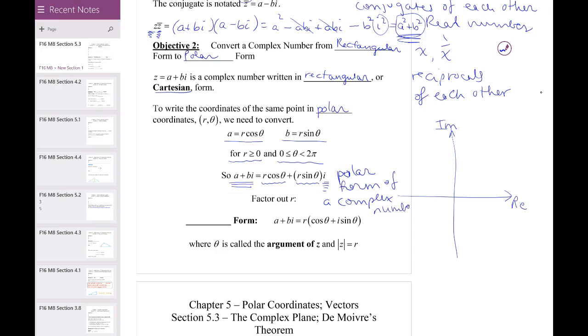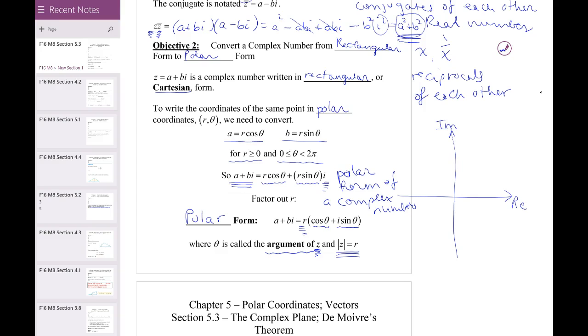So notice the difference between what you've learned previously. There were no i's. As soon as there's an i, it's a complex number. So then you factor out the r to actually get the formal polar form. So the r sits out at the front, and you have cosine theta plus i sine theta, and this is the polar form of a complex number. So theta is called the argument of the complex number, and we already talked about the modulus, or the magnitude of the complex number, is the r.